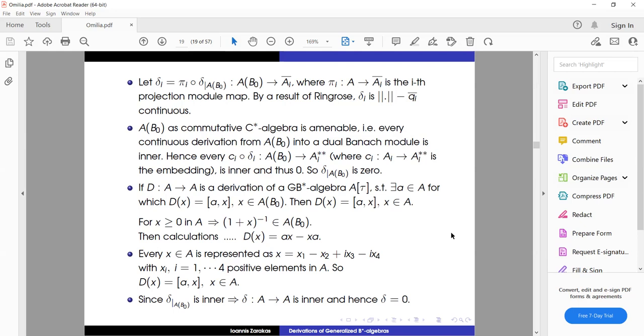What we want to do now is to ascend, to go upwards, and to see why the zero restricted derivation can give us a zero derivation as a whole. Why delta, in other words, is zero. Now, this is described in the next bullet. We proved a more general result, which says that if you have a derivation which is inner restricted to AB0, in this sense, then you will have a derivation which is inner everywhere.